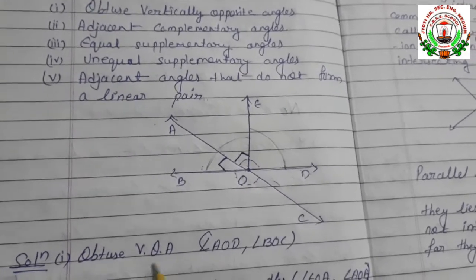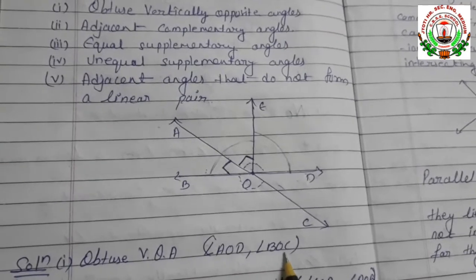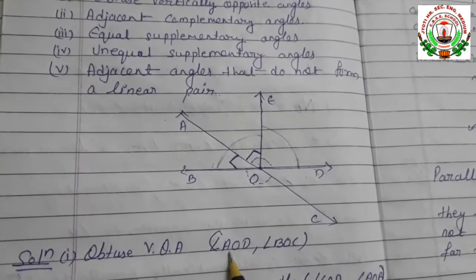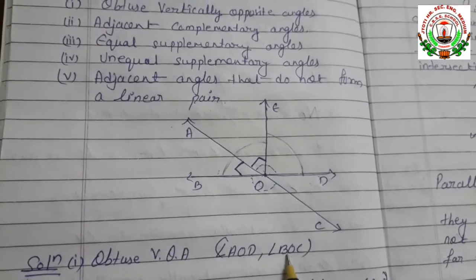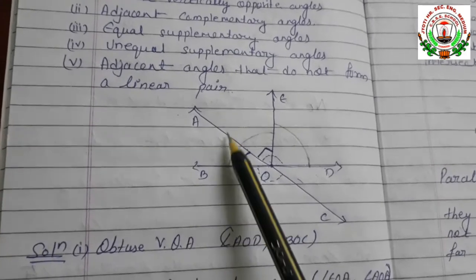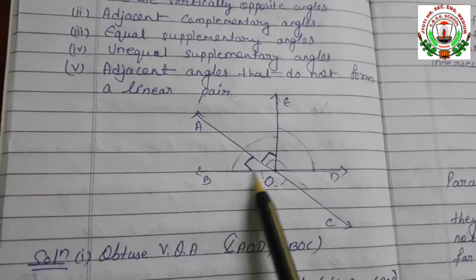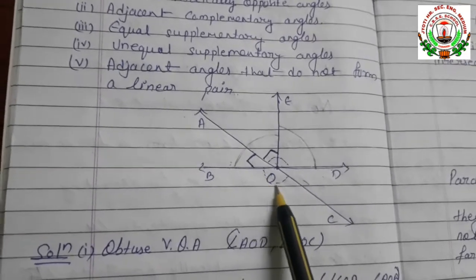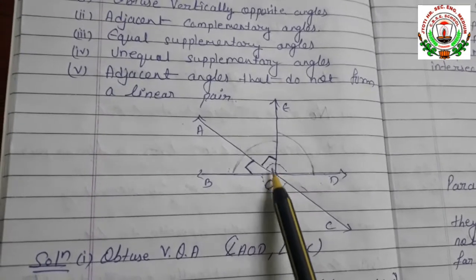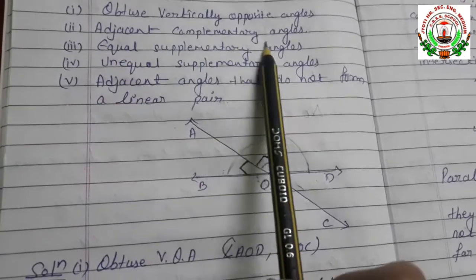So obtuse vertically opposite angles will be angle AOD and angle BOC. We can also read the angles as angle DOA as well as angle COB. So in the figure, which one will be the angle AOD? Angle AOD and angle BOC. This dotted line, have you seen? So these angles are obtuse vertically opposite angles. Okay.